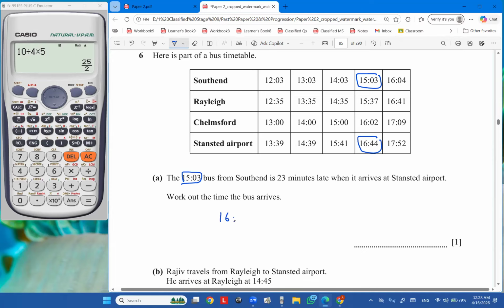So it is 16:44, but 23 minutes later. Okay, this is what they said. It's late. So we need here 16 minutes to reach 17 o'clock, right? Yes, but we need 7 more minutes. So it is 17:07. I just added the 23 minutes. Okay, so now 17:07. This is the time it is going to arrive.